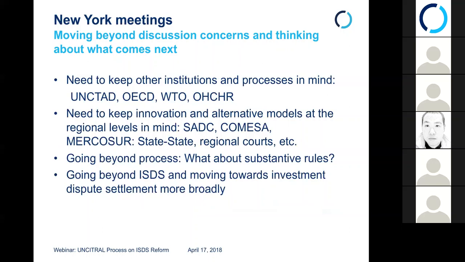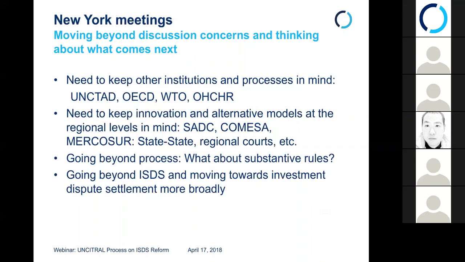Then also, it's important to keep in mind the innovation and the alternative models that have been developed at the regional levels, and I'm thinking about the Southern African Development Community or the Common Market for Eastern and Southern Africa, as well as Mercosur, where we have other types of approaches, including state-to-state dispute settlement or using regional courts to settle disputes on investment.